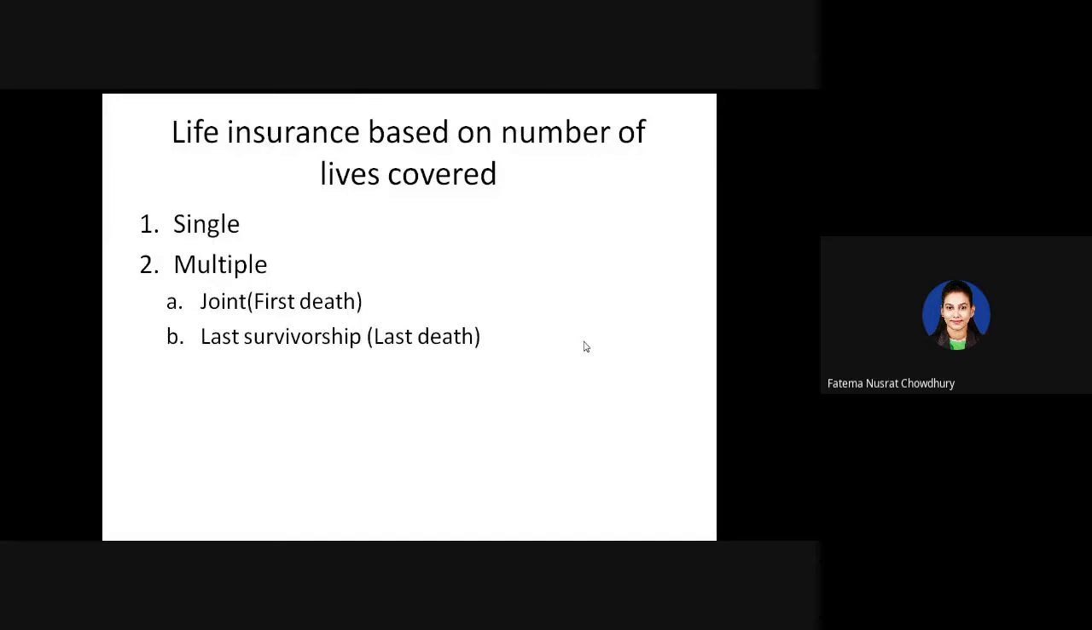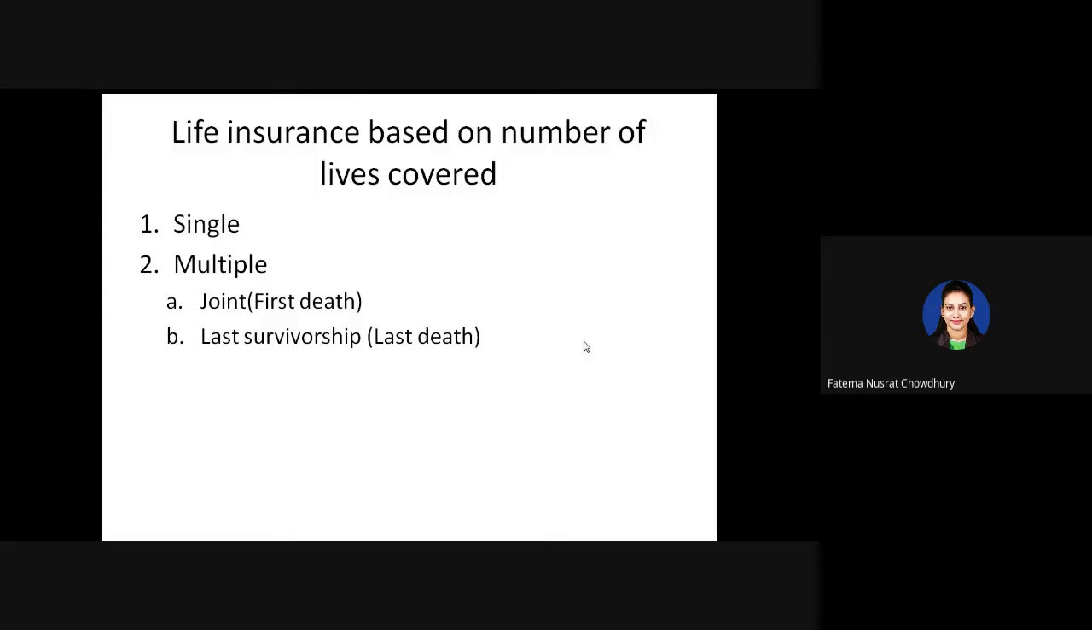Here it comes to the number of lives covered in terms of life insurance. There are two types: one is single and the second category is multiple. Single is quite easy to understand. If the insured number is one, it is known as single, and if the insured number is more than one, it will be known as multiple.